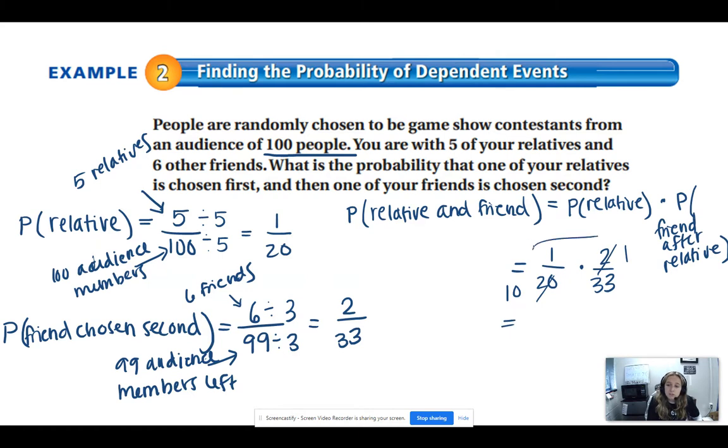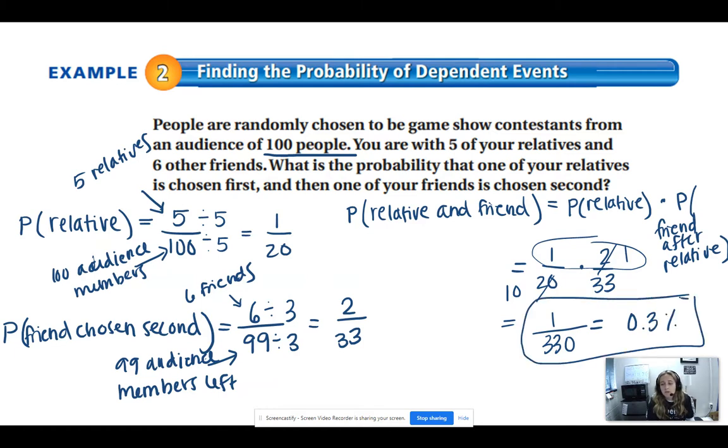Then from there, you're just going to multiply numerator with numerator. That's going to give me 1. And denominator times denominator, 10 times 33, that's going to give me 330. If I go in my calculator and I go 1 divided by 330, I will be given a decimal. I'm going to turn it into a percentage by moving the decimal point 2 places to the right, and that's going to give me 0.3%. So that is the probability of choosing one of your relatives first and then choosing one of your friends second.